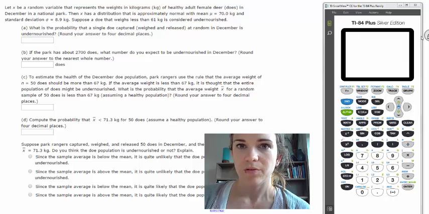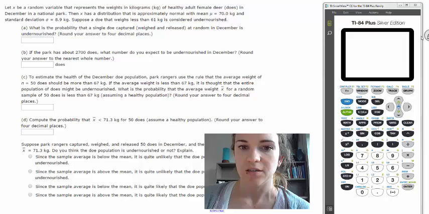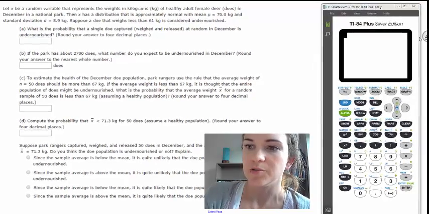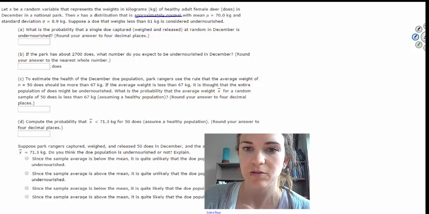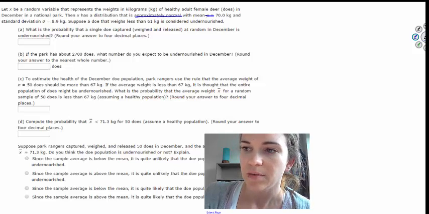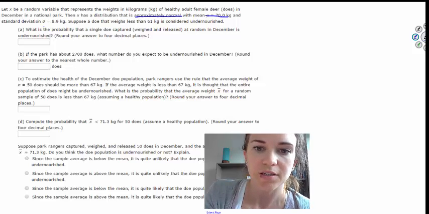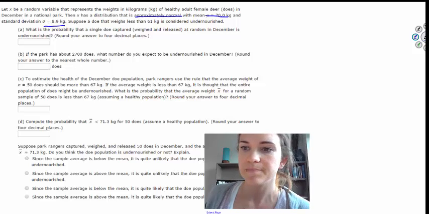If X is a random variable to represent the weights of deer in a national park, it says the distribution is approximately normal, which is a good key that we can use a normal distribution to answer the question or find the probability. The mean is 70 kilograms and the standard deviation is 8.9.